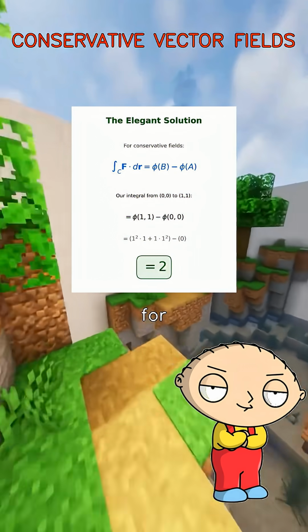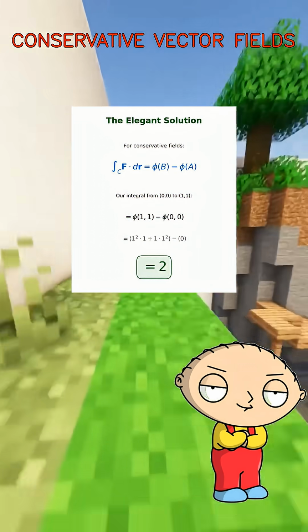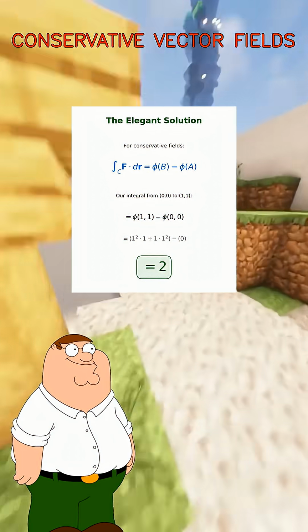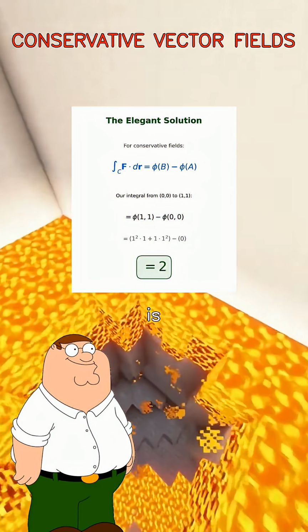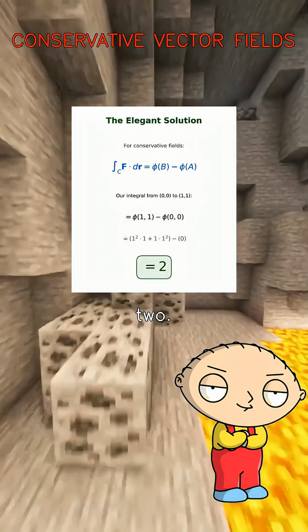The fundamental theorem for line integrals. The integral equals phi at the endpoint minus phi at the start. Phi at (1, 1) is 1 plus 1 equals 2. Phi at the origin is 0. So the answer is just 2? Exactly. All that terrifying curve and the answer is 2.